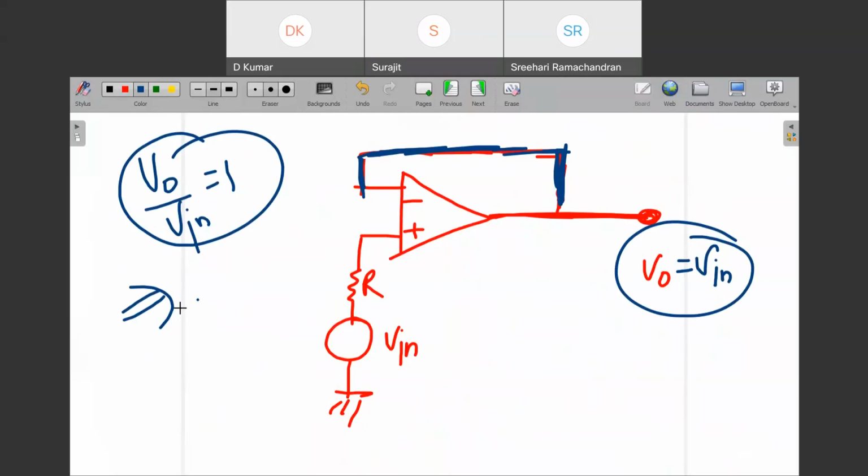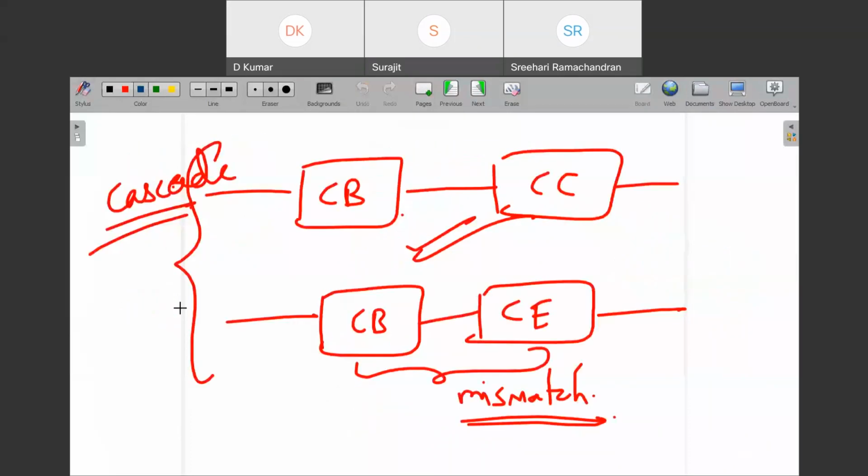Okay, at low frequency, this is happening. At high frequency, okay, now we will talk about something important. Okay, guys, have you understood this now? Yes, sir.